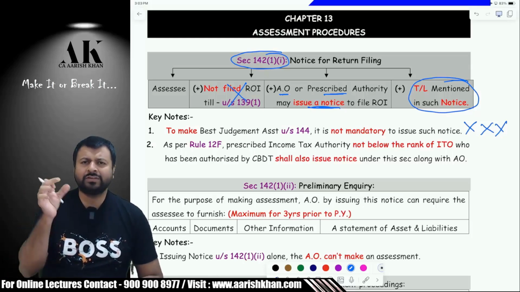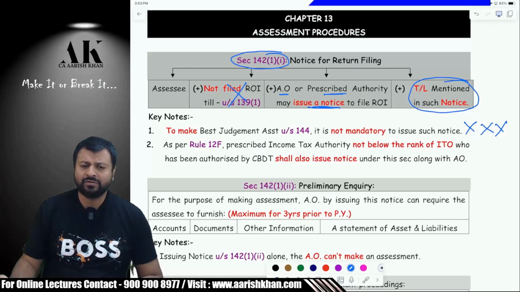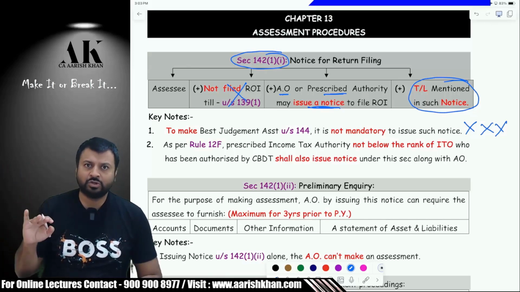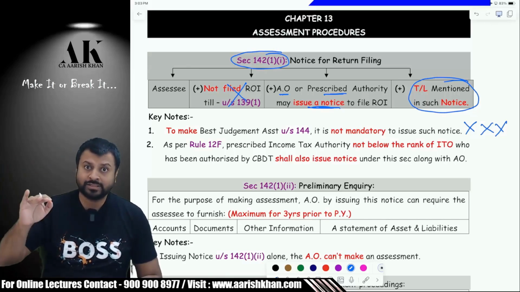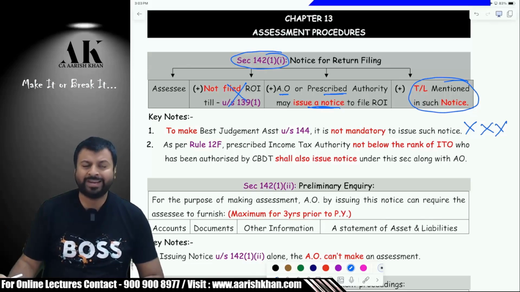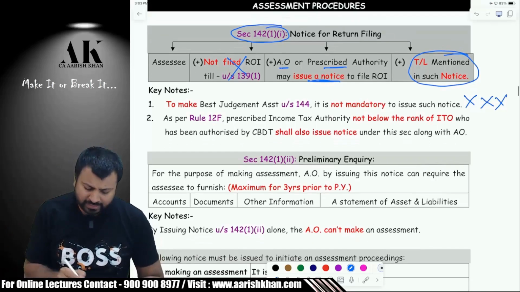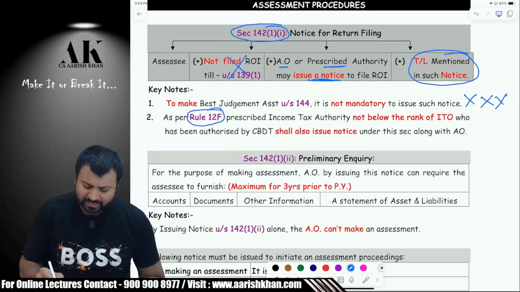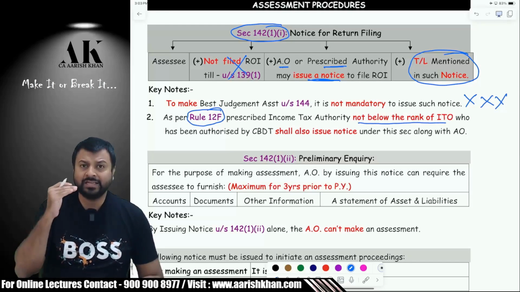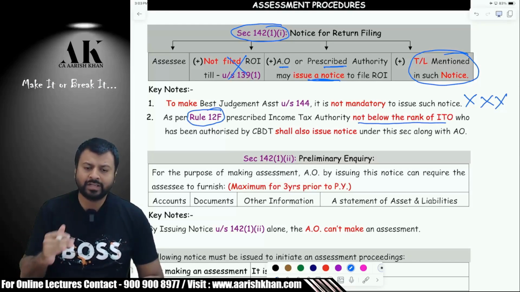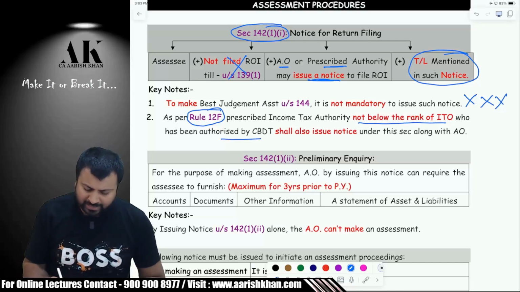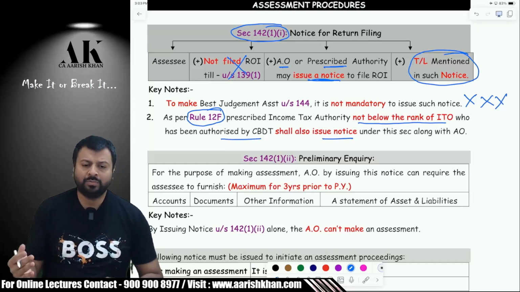So they will give you, say, 15-20 days to file the return, and if you don't file within 15-20 days, then there can be a best judgment assessment against you, or there can be search and seizure also, which we are going to see later on. Don't worry about it. Now, who is the prescribed income tax authority? It is prescribed under Rule 12F. It is an income tax authority not below the rank of ITO, who is authorized by CBDT to issue notice. I hope it is clear to all of you.